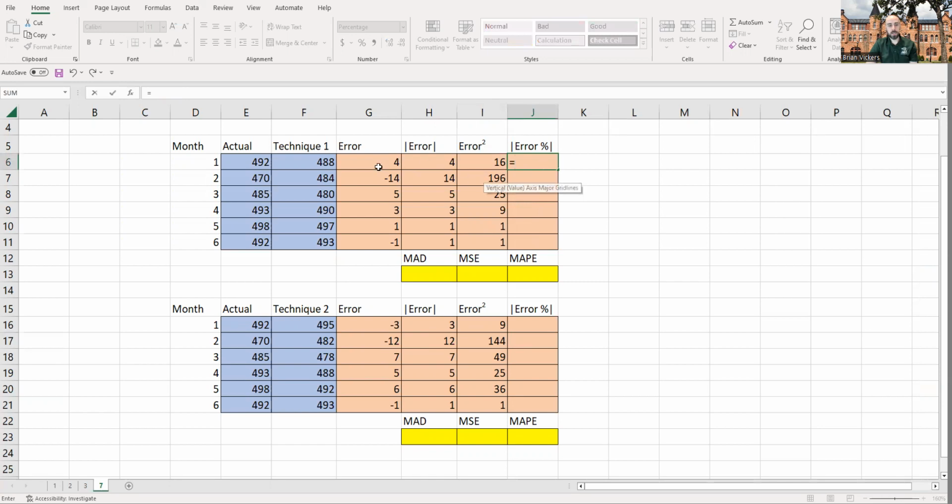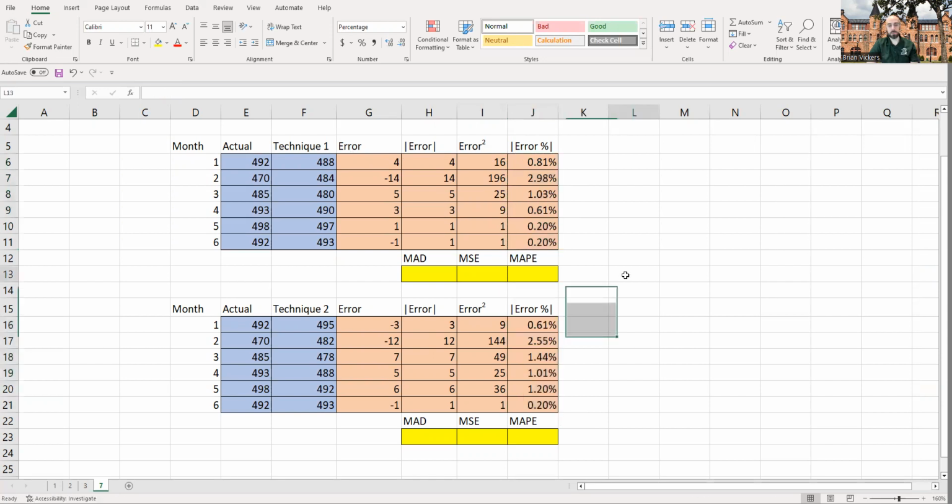Now let's look at the error as a percentage. How far off was I? I take the absolute value of the error and I divide it by the actual. I was off by 0.81%. Copy that all the way down. Copy that down here. Now it's up to me to determine, well, what do these numbers mean?